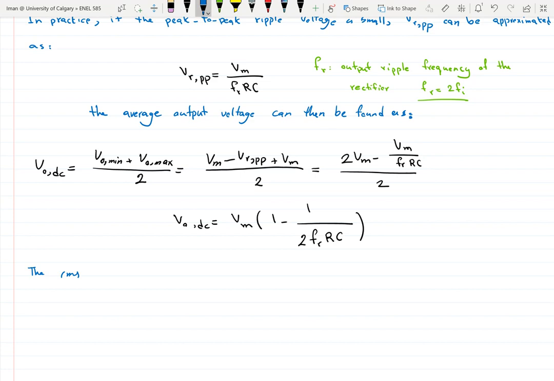The RMS output voltage, V out RMS, is approximately V out RMS equals Vm divided by 2 root 2 Rc Fr.